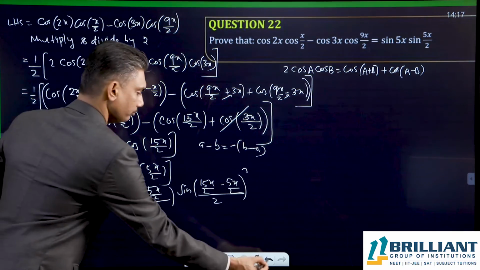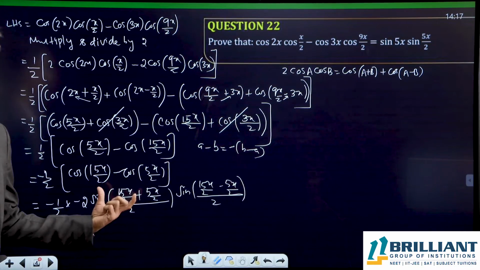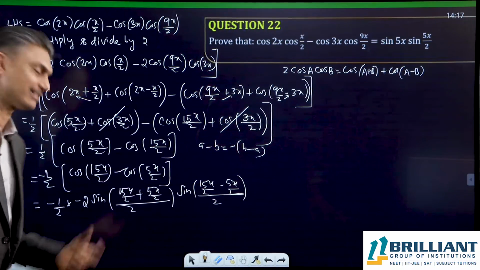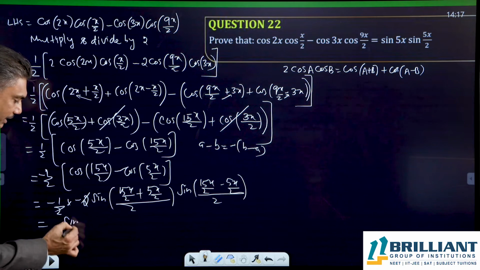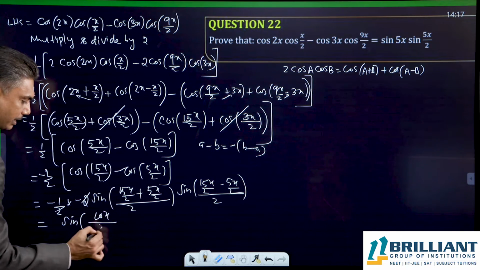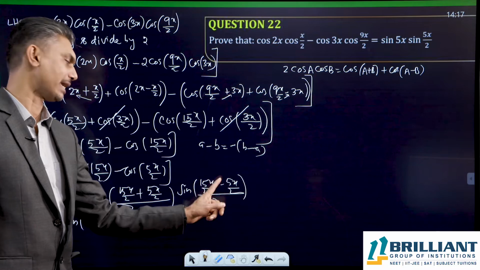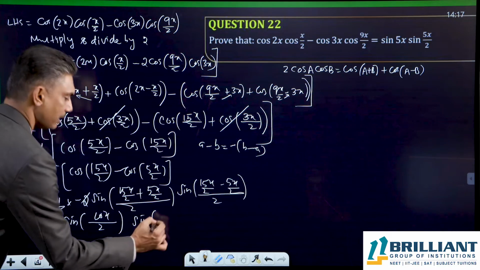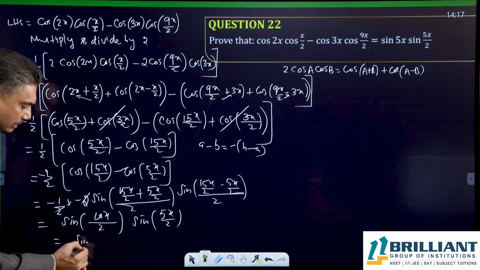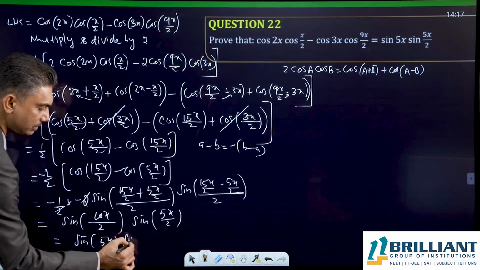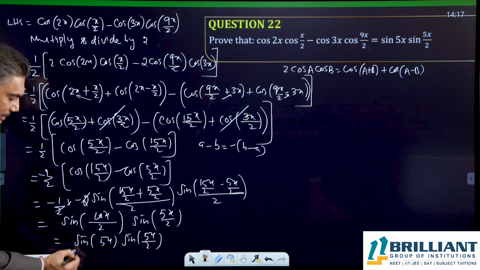Now, let us see. What is 15x by 2 plus 5x by 2? 20x by 2. 20x by 2 means 10x. So, this 2 gets cancelled, minus into minus becomes plus. So, you will get sine 10x by 2 into sine of 15 minus 5, 10, 10 by 2 is 5, so 5x by 2. What is sine 10x by 2? It is equal to sine 5x into sine 5x by 2, which is equal to RHS.